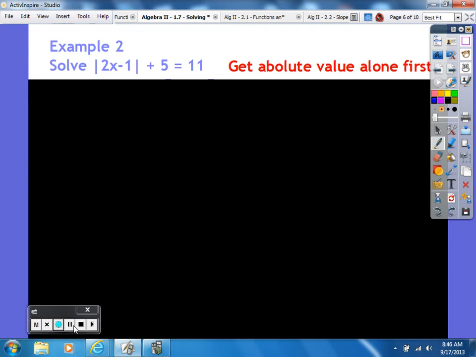Okay, how would I do that? Perfect. Go ahead and subtract 5 from both sides.